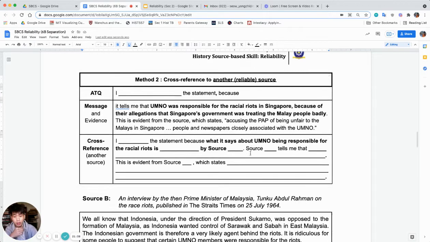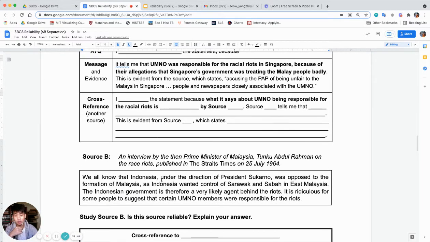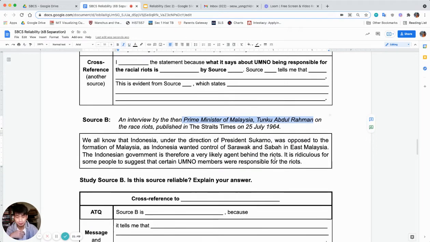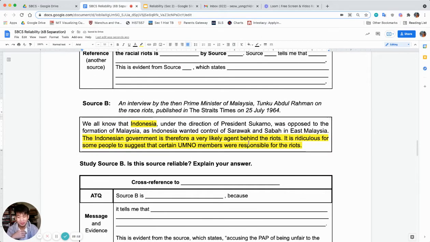So to cross-reference to another reliable source, we need to read another source. Let's look at this source. This source is Prime Minister of Malaysia, Tunku Abdul Rahman. So Tunku Abdul Rahman, pause and read. He says that Indonesia is the responsible one. It is ridiculous to say that UMNO is responsible. Okay, so source B clearly contradicts source A. Clearly, this source would say that source A is telling lies.